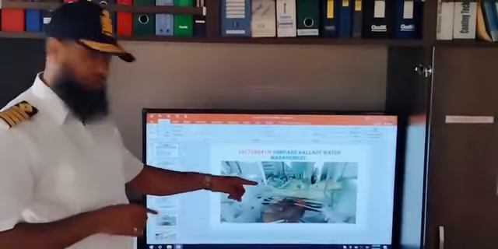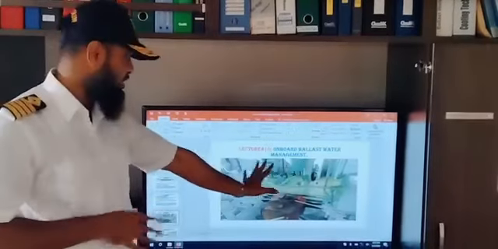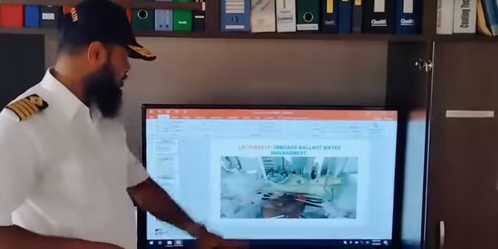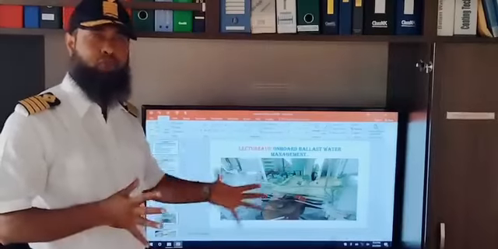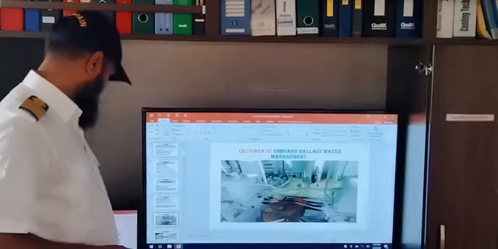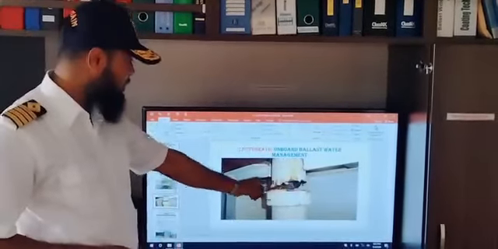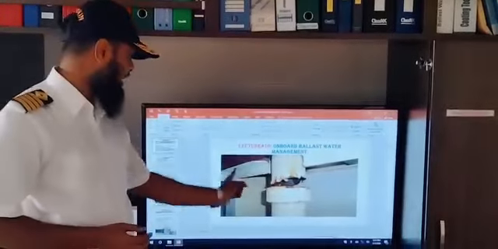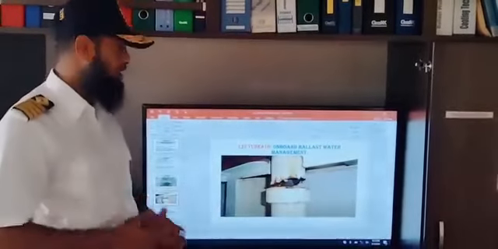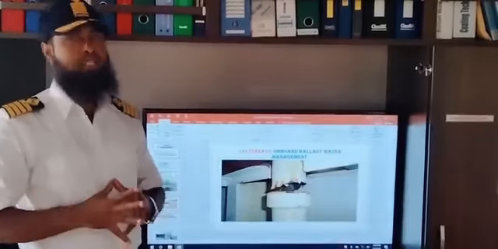Okay, we can see the picture here. In the steering gear room, too much water is just flowing, which happened due to the up-peak tank air vent pipe bursting out. And in the second picture, this is the air vent pipe of the up-peak tank which burst out, and all the water came out during ballasting, and finally the steering gear room flooded.